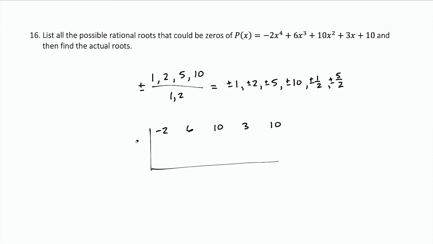Now I'm just going to kind of blast through these until I find one. And well, it looks like actually none of them worked, which means that this does not actually have any rational roots, or no rational zeros. And that doesn't mean that there are no zeros, no real zeros. It just means that they're not rational, and so we can't actually find the zeros.